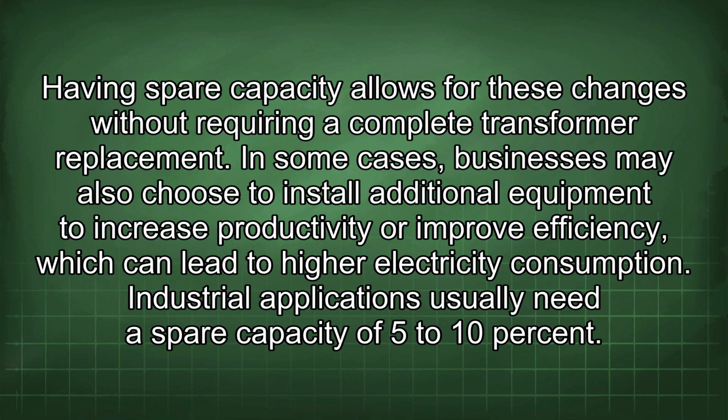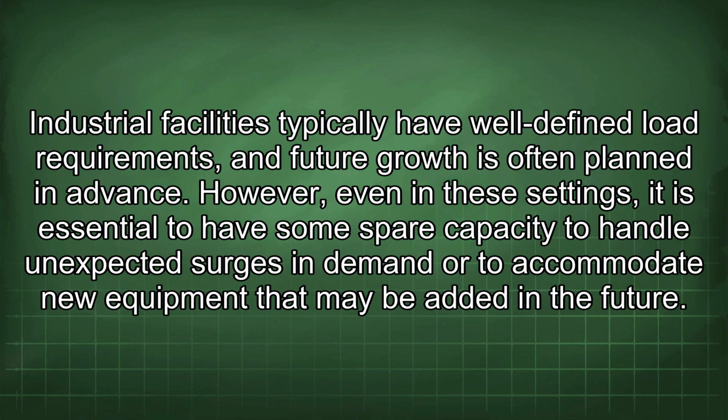In some cases, businesses may also choose to install additional equipment to increase productivity or improve efficiency, which can lead to higher electricity consumption. Industrial applications usually need a spare capacity of 5 to 10%. Industrial facilities typically have well-defined load requirements, and future growth is often planned in advance. However, even in these settings, it is essential to have some spare capacity to handle unexpected surges in demand or to accommodate new equipment that may be added in the future.